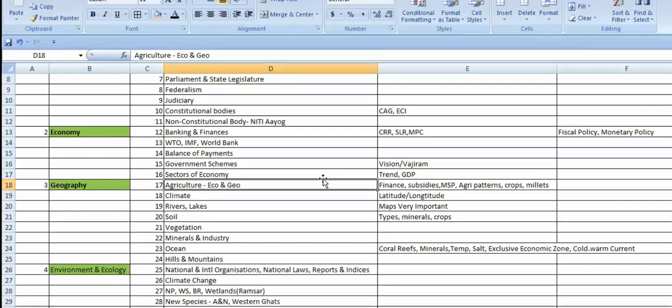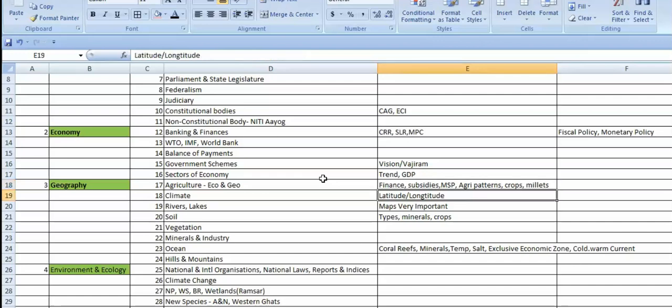So what are the financial things implemented by the government currently in the 5-year plans? What subsidies are given? What is the minimum selling price of the basic crops? That is very important. And what are the agricultural patterns followed throughout India, where what crop is being laid? Millets, what are the types, where they are sown, which are the areas where they are more concentrated. So you have to follow this.